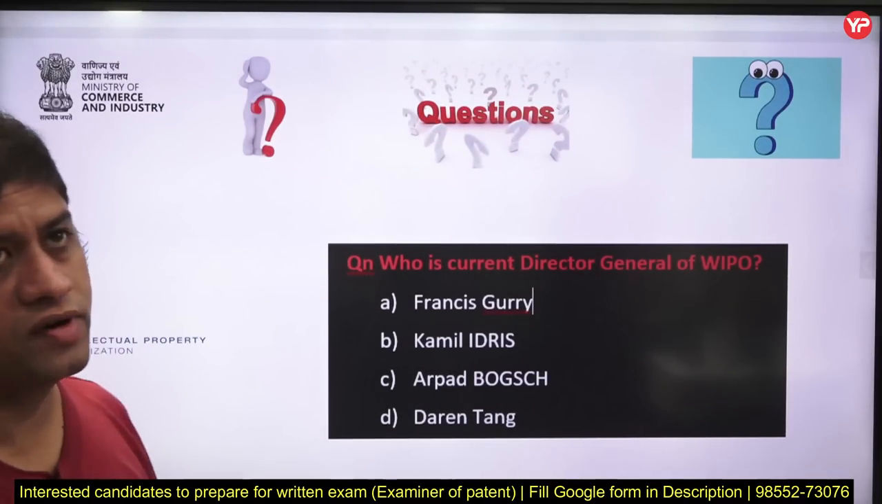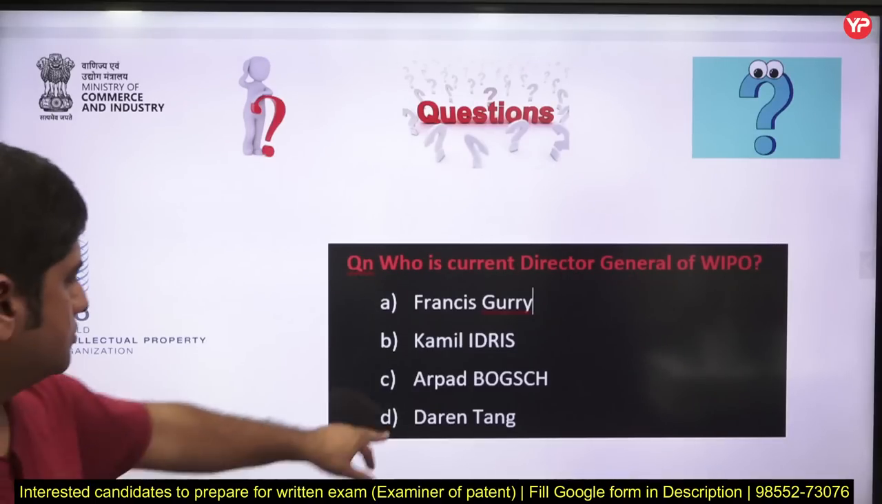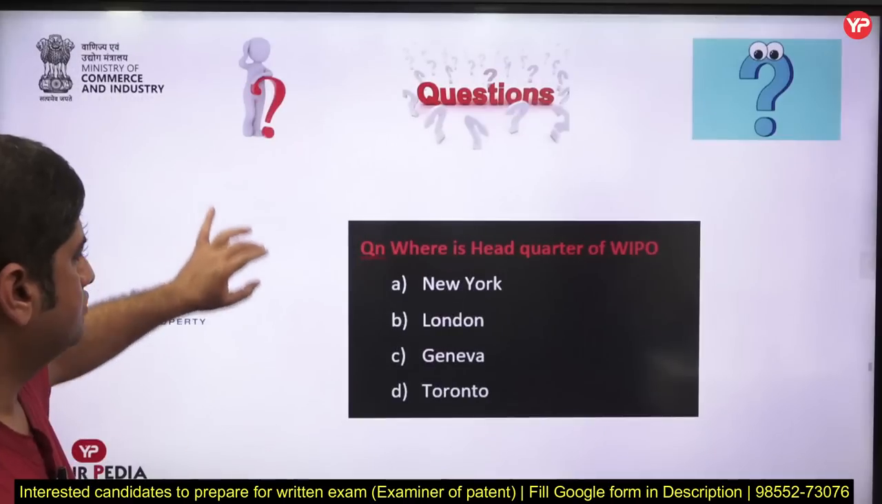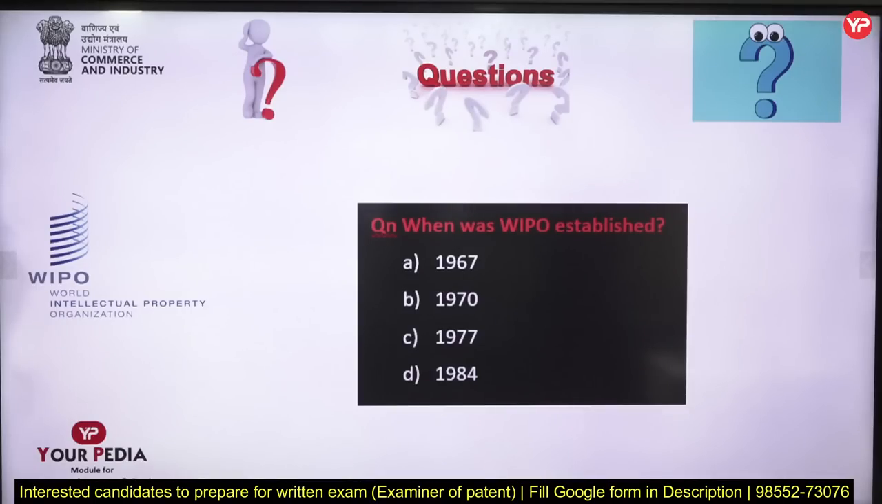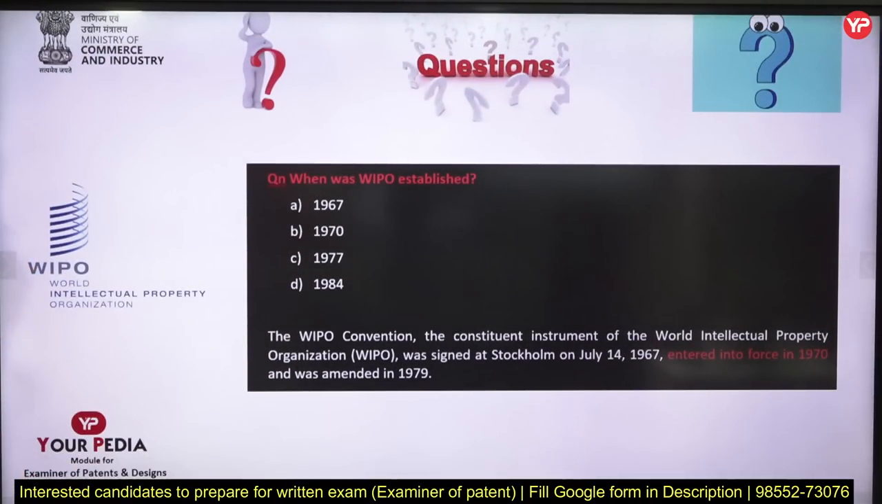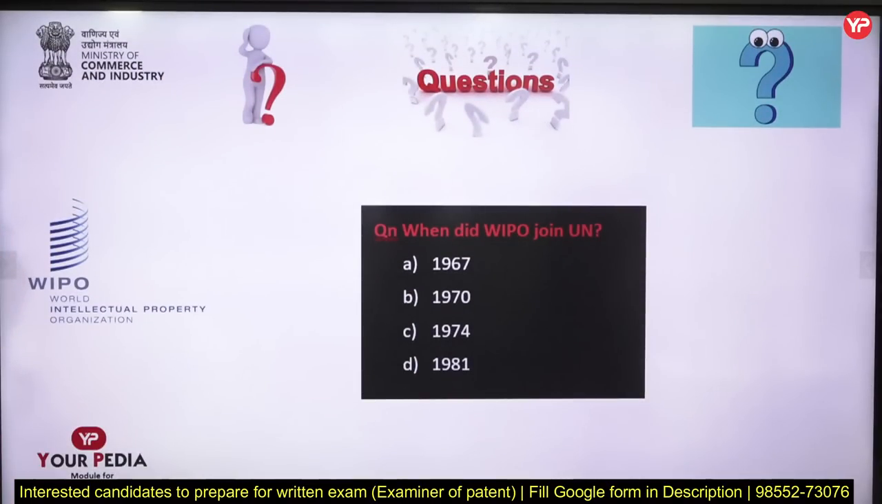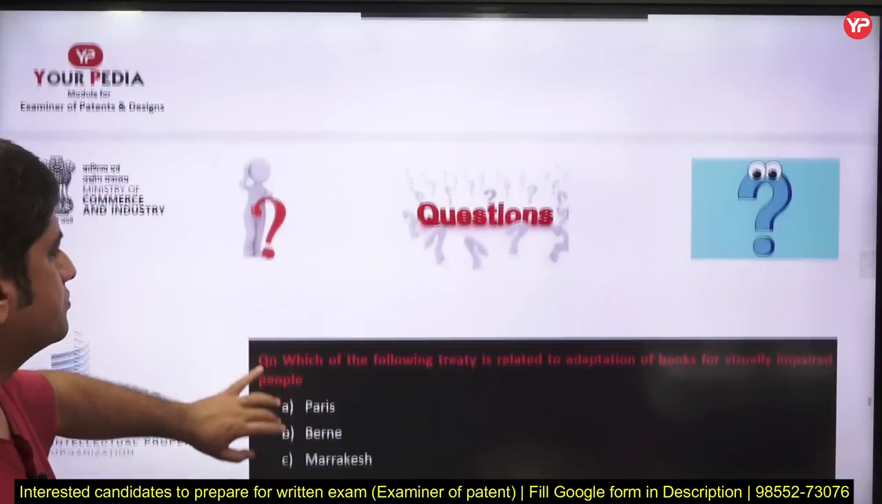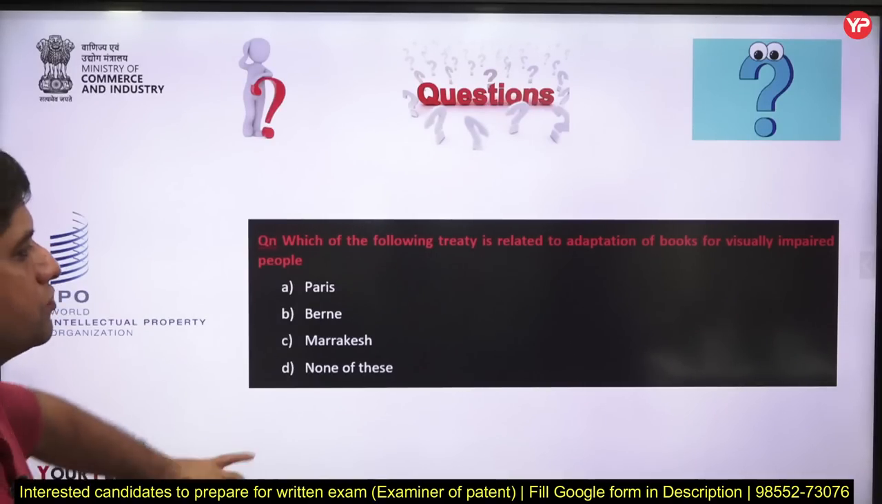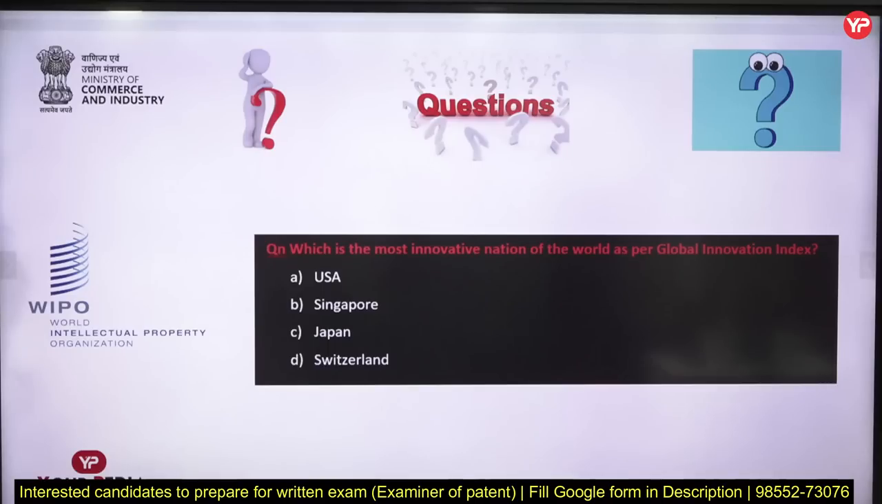Who is the current Director General of WIPO? Daren Tang, Singapore. Where is the headquarters of WIPO? Geneva. When was WIPO established? 1970. I told you, it came into force in 1970, though in 1967 the convention was signed. When did WIPO join the United Nations? 1974. Marrakesh is related to adaptation of books for visually impaired people. Most innovative nation as per the Global Innovation Index? Switzerland.